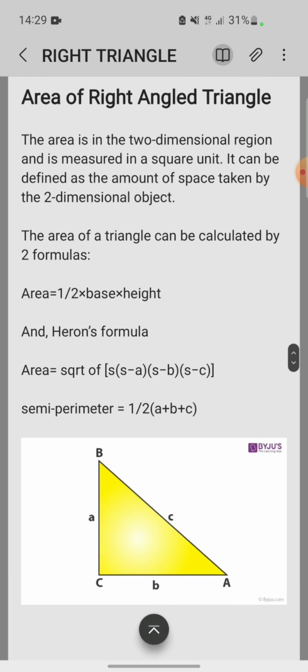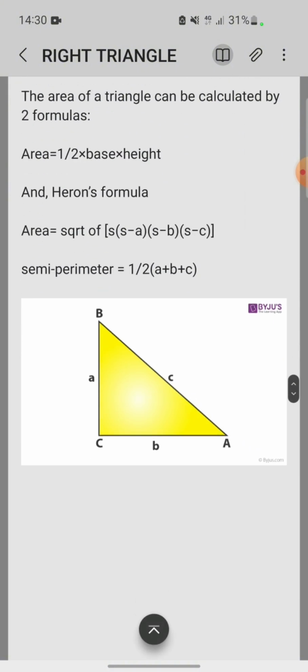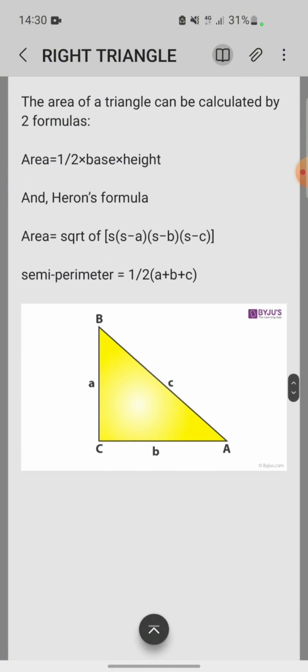So area is equal to the square root of s times s minus a times s minus b times s minus c, where s stands for the semi-perimeter, or half of the perimeter. To calculate the semi-perimeter, the formula is 1/2 times a plus b plus c. So it's only half of the perimeter.